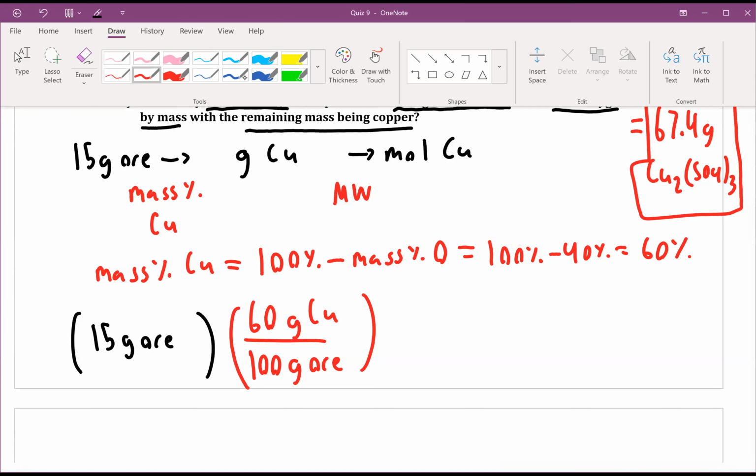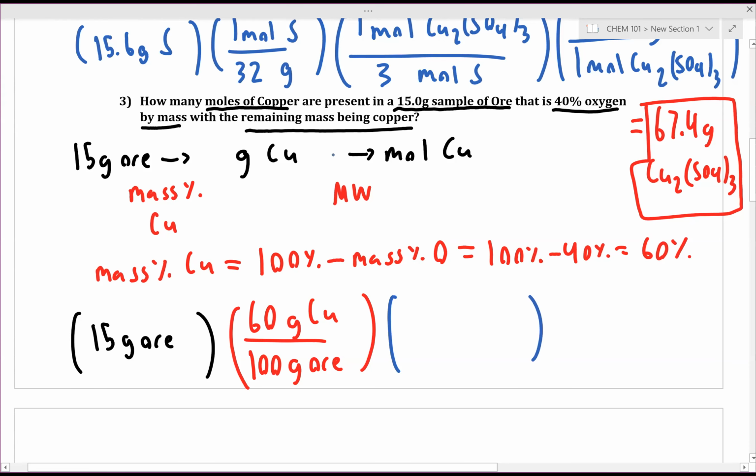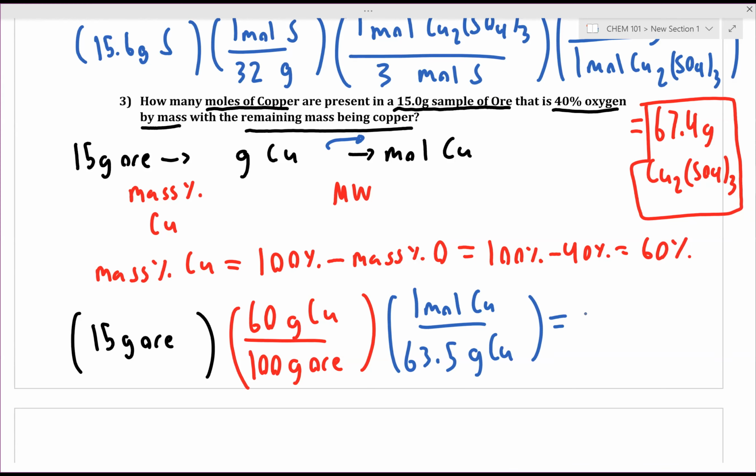Okay, perfect, perfect. Now, if we want to go from grams of copper to moles of copper, what units are going to be on top? Moles. So in 1 mole of copper, we have how many grams of copper? Yep, or 63.5. Okay, we now have all the information we need to execute on this setup. 15 times 60 over 100 divided by 63.5 gives us 0.14 moles of copper.